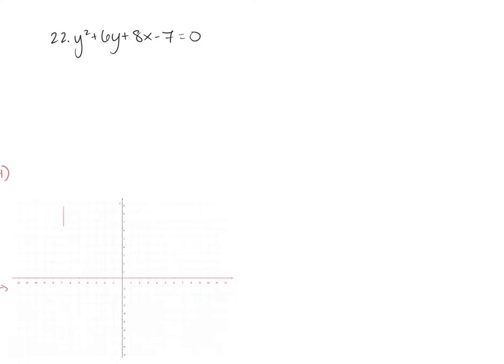Let's look at 22 now. For 22, it says y squared plus 6y plus 8x minus 7 is equal to 0. This, again, doesn't look like our standard equation, so we need to reorganize and complete the square. I'm going to subtract y squared and negative 6y from each side. So I get 8x minus 7 is equal to negative y squared minus 6y.